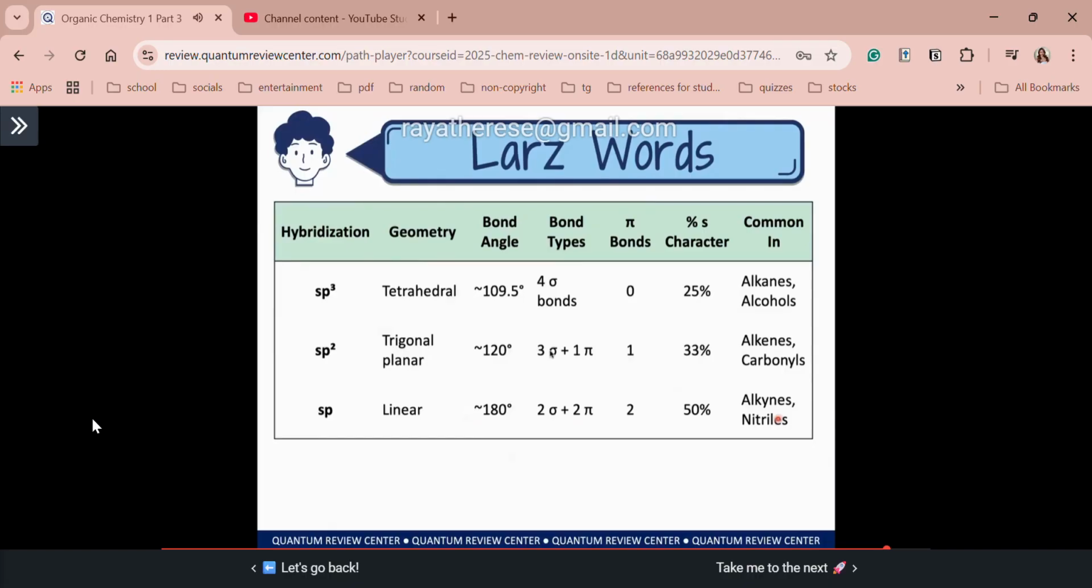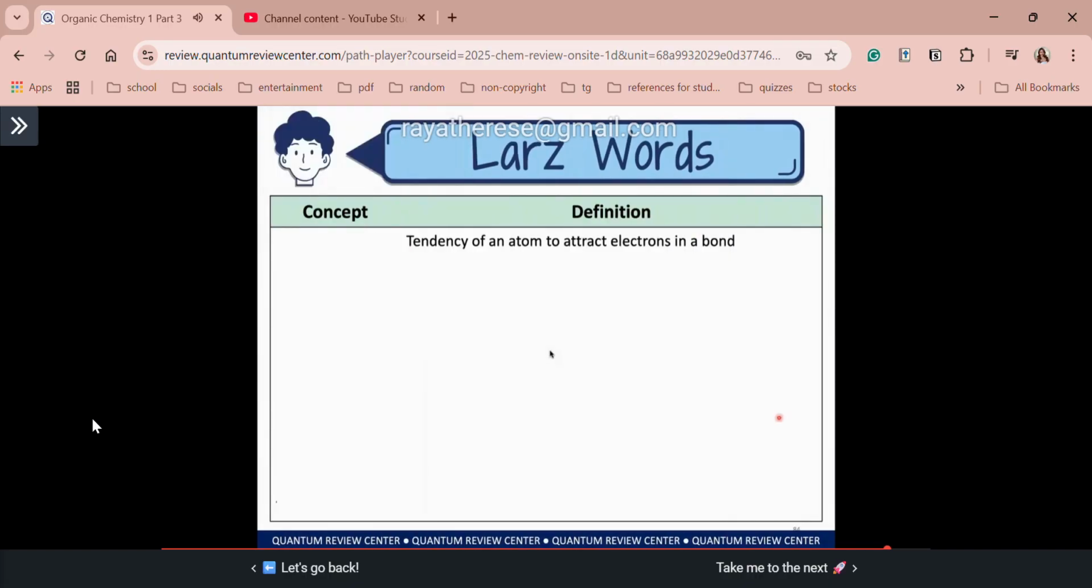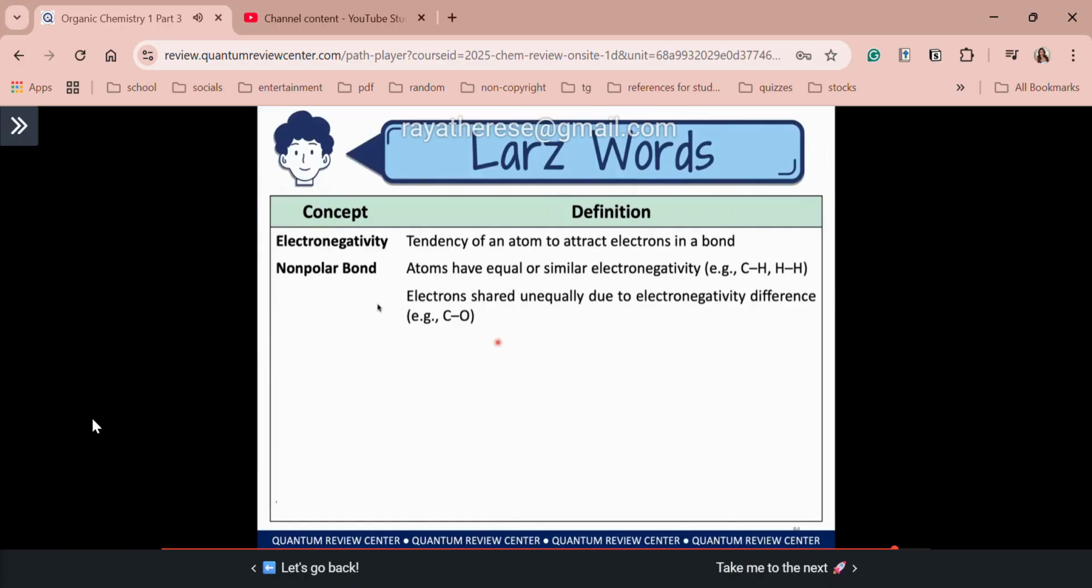Class, for our discussion on electronegativity and polarity, let's test your knowledge through this definition question in our last words. Okay, first one: the tendency of an atom to attract electrons in a bond, we call this your, starts with letter E. That's your electronegativity. Next, atoms have equal or similar electronegativity. Class, that's your nonpolar bond. And of course, if we have nonpolar, we have your polar bond, wherein electrons are shared unequally due to the electronegativity difference, such as in your C-O single bond. Again, that's your polar bond, class.